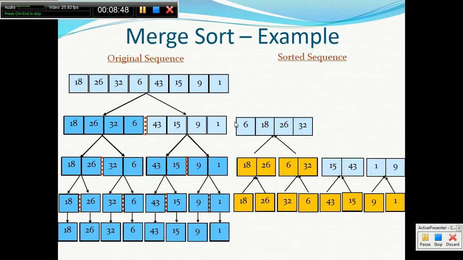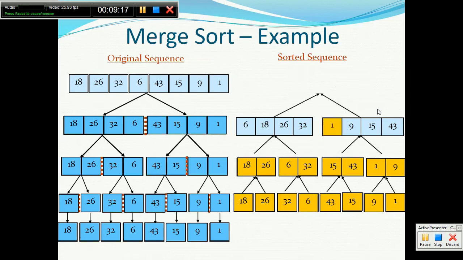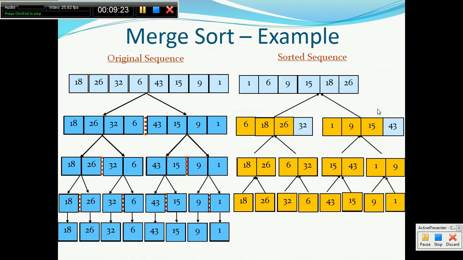Okay, now I have two sorted arrays. 15 and 43 is a sorted array, 1 and 9 is a sorted array. I will merge them to create a bigger sorted array. You can see here, I have this sorted array. See, this is like a combine step. I have this sorted array and this sorted array, and I will just use a merging algorithm so that I can merge them together. How the merging algorithm works, we will see at a later stage.